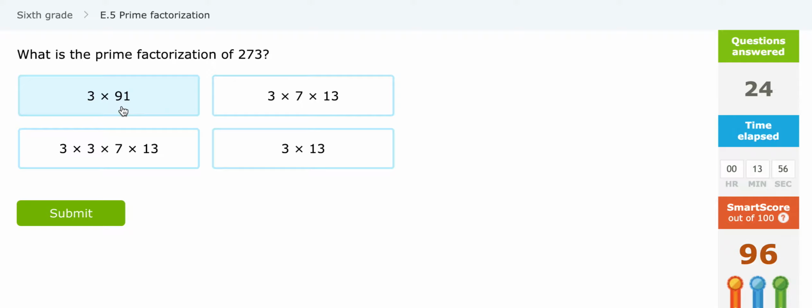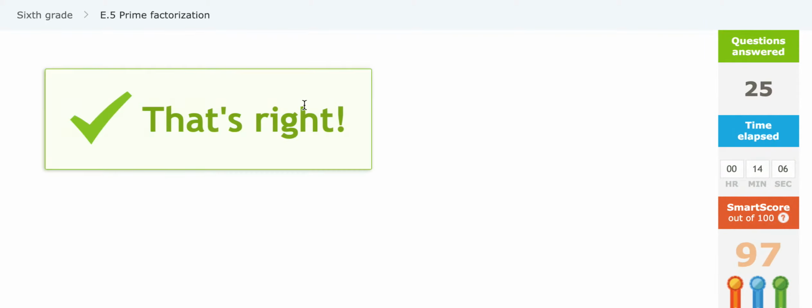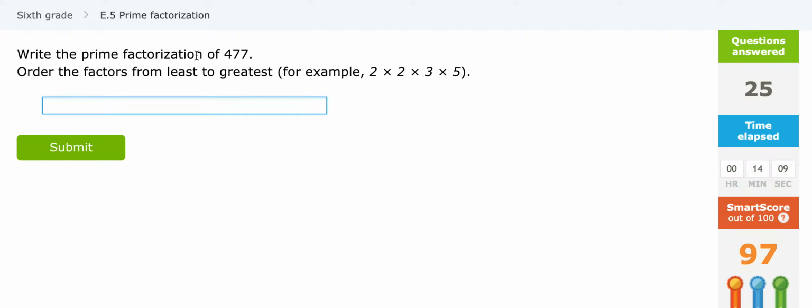Divisible by 5? No, because it doesn't end in 0 or 5. Is it divisible by 7? Yes, it is. And so it actually turns out that it's 3 times 7 times 13. So there we go. Write the prime factorization of 477.